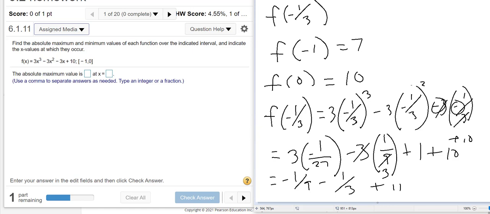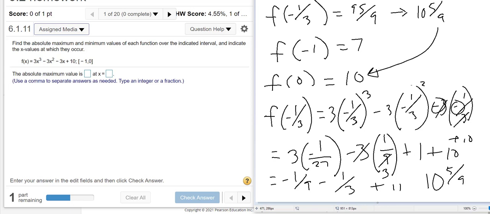I'm going to take out my calculator and just enter negative 1 fraction key 9, subtract 1 fraction key 3, plus 11. And it gives me 10 5/9. But they're going to want it as a fraction, so I'll press second fraction key, enter. That's 95 over 9. Now look, that is 10 5/9, which is actually bigger than that. So the maximum occurs at negative 1/3, and it's 95 over 9.